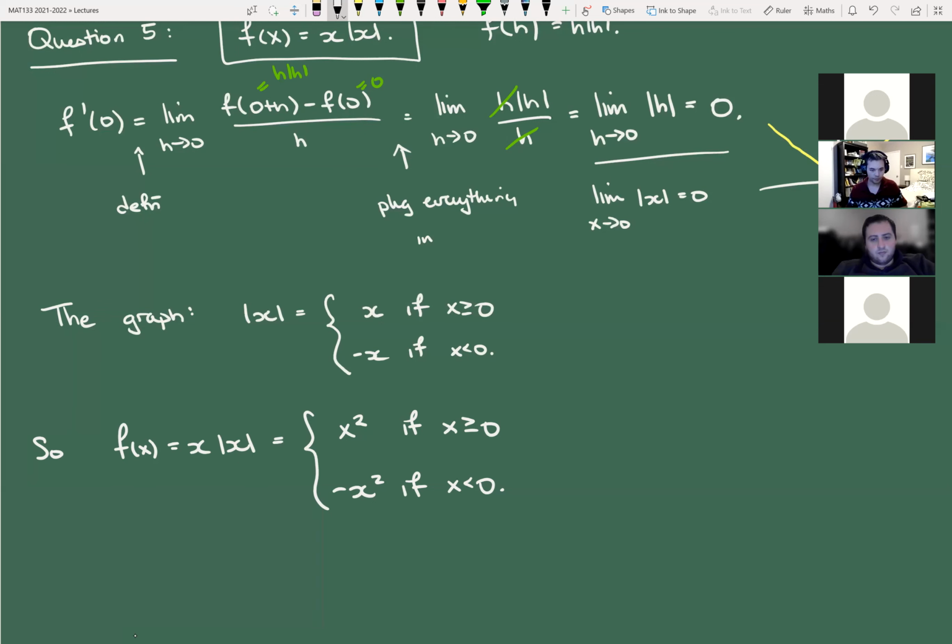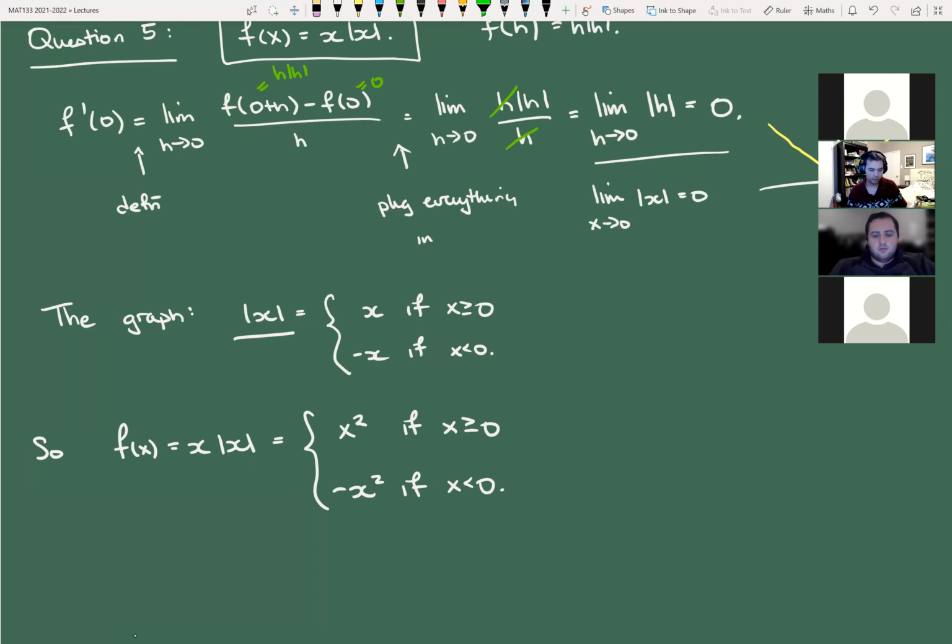Okay, so does this make sense, everyone? If I wanted to get rid of the absolute value and write f of x in a piecewise form, I just multiplied everything by x. So multiply everything inside of there by x. I multiplied this thing by x, it gives me x squared. Multiplied this thing by x, I got negative x squared.